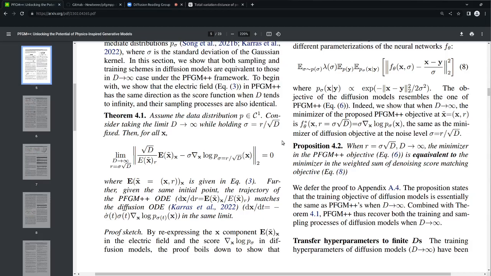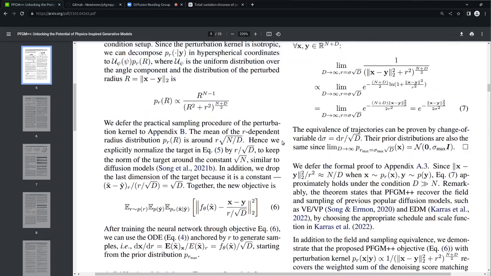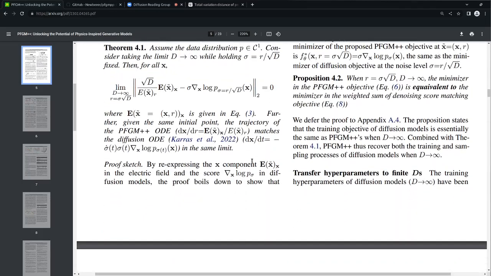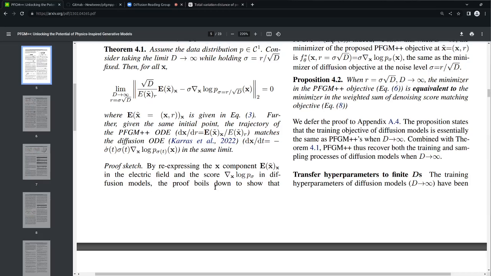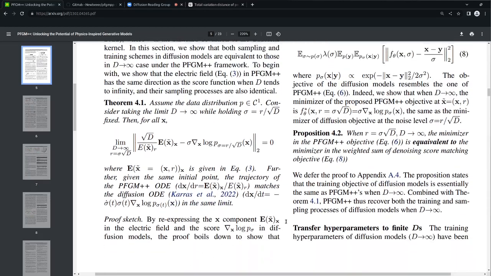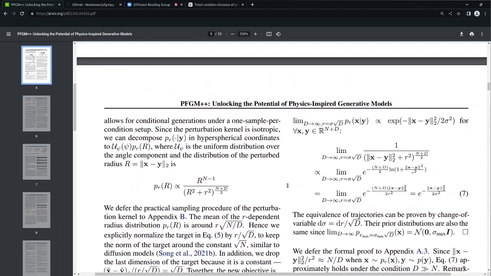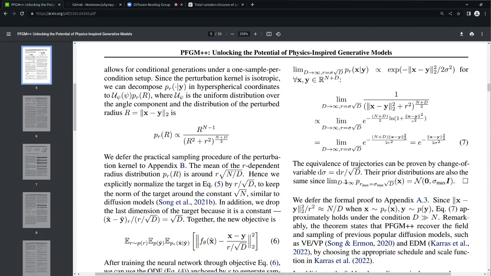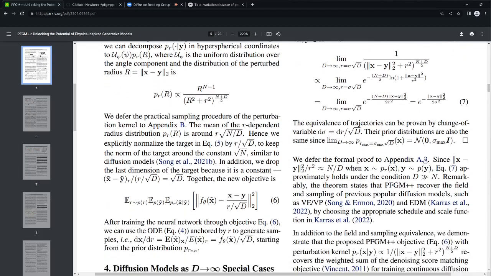Is the proof complicated? I didn't really have time to look at it. They give a proof sketch saying you re-express the x component and the score in diffusion models, and the proof boils down to showing that the limit of this term is approximately equal to the exponential term, which is your diffusion term. That's what they're showing there. They give a short proof, but the formal proof is in appendix A3.